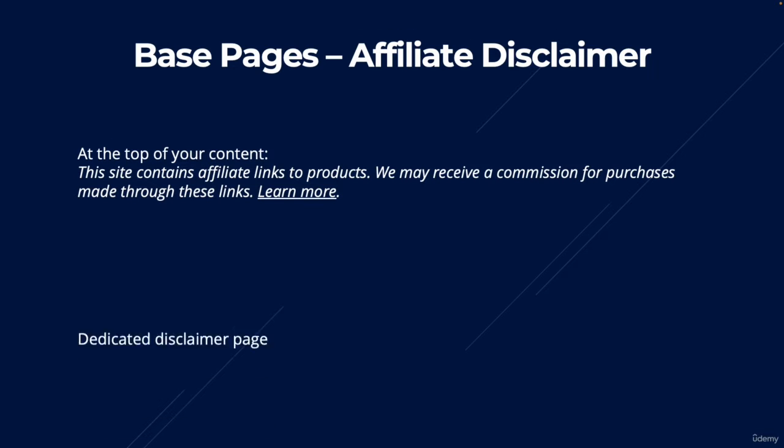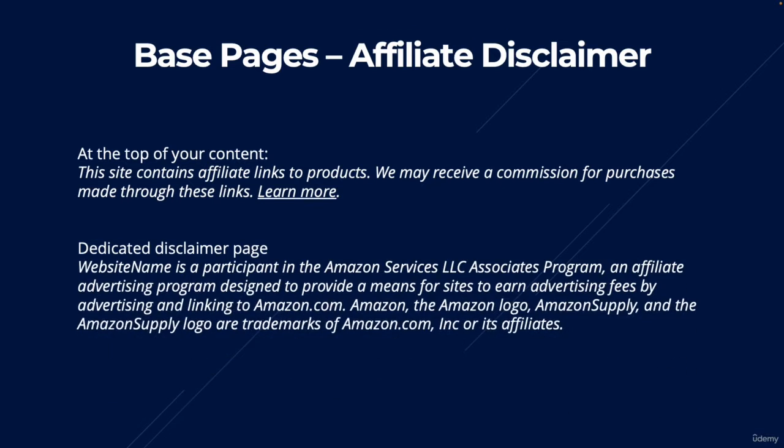That learn more button, when clicked, will link to a dedicated disclaimer page where I go through all the details of my affiliate disclaimer. The majority of you watching this video, I assume, will be using the Amazon Affiliates program. So this is the actual disclaimer that you'll need to show on your website. It says: website name, of course you'd replace that with your website name, is a participant in the Amazon Services LLC Associates program, an affiliate advertising program designed to provide a means for sites to earn advertising fees by advertising and linking to Amazon.com. Amazon, the Amazon logo, Amazon Supply, and the Amazon Supply logo are trademarks of Amazon.com, Inc.